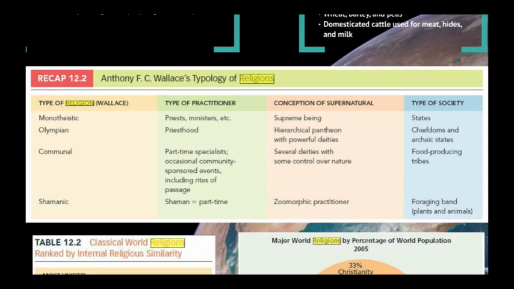Yeah, the idea that a rock has a spirit or a mountain range has a spirit. So geographical locations and inanimate objects can have spirits, animals have spirits, and the origins of human beings are usually interlaced in this connection, right? Then you have food-producing tribes, right? Horticulture, agriculture, and you see usually there are several deities that have some control over nature.